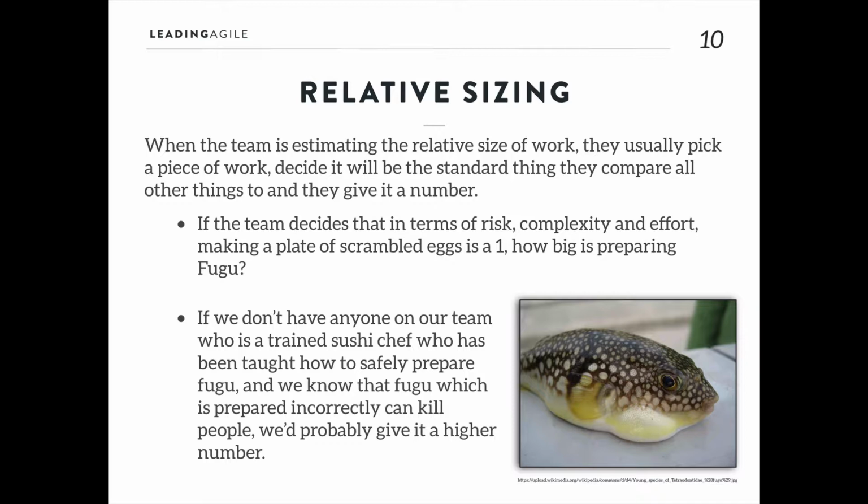Fugu is a type of sushi that can actually kill people. It's the pufferfish sushi. So if you don't have anybody on your team who's a trained sushi chef who's been certified as somebody who's allowed to make fugu, that might present a lot of risk and a lot of complexity, because rather than just serving somebody a plate of scrambled eggs, you might be serving them something that could actually kill them. So that would have a much larger number than something as simple as scrambled eggs.